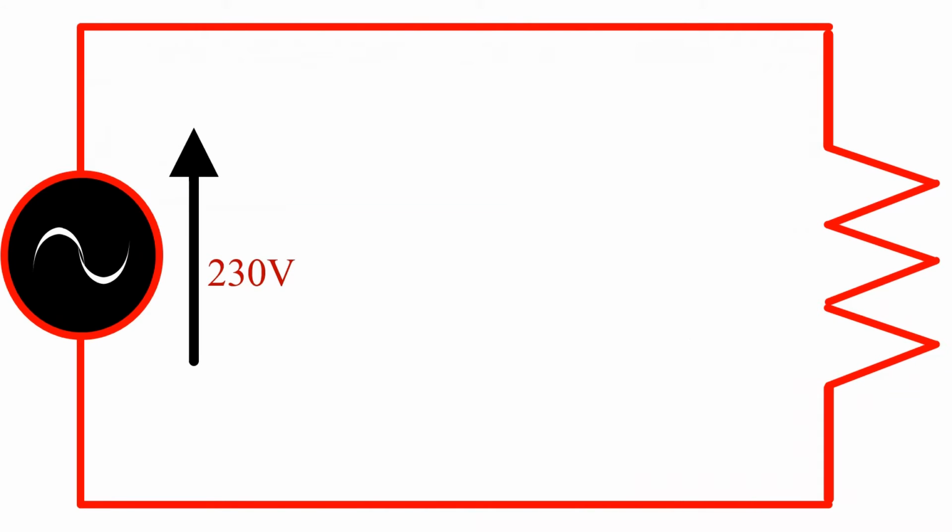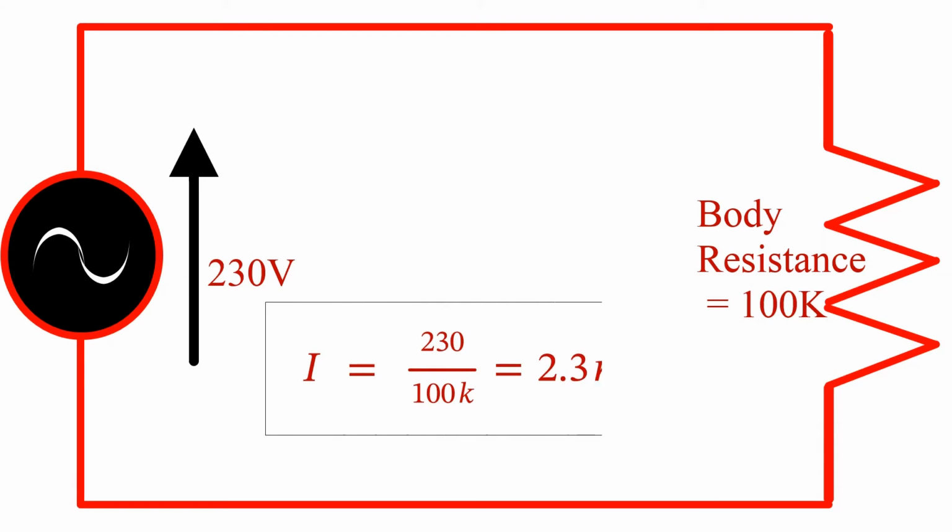Now, we shall look at the equivalent circuit of this condition. Here, the person is replaced by his body resistance, and this value will come around 100 kΩ. So, for a 230-volt, single-phase supply, total current would be 230 divided by 100 kΩ, and that value is 2.3 mA, and this value of current is not that dangerous, and the person will feel a kind of vibration when he touches.